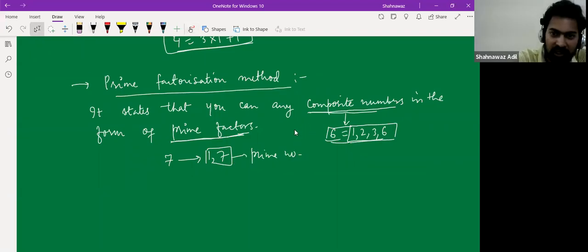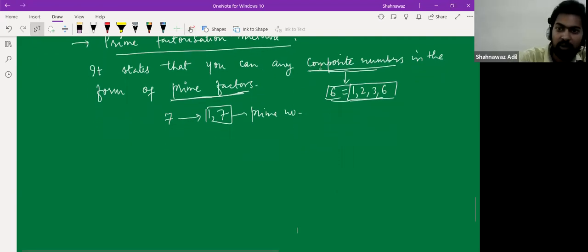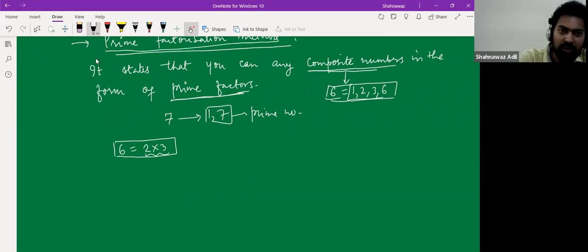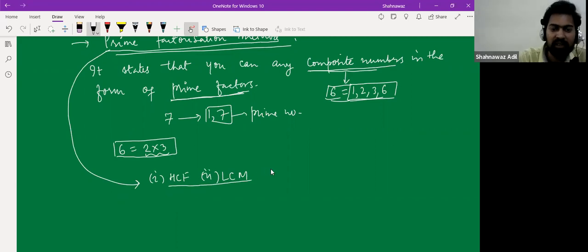So we can write any composite number in the form of prime factors. Let's say I give you an example of 6. We can write 6 as 2 into 3. So these are prime numbers, right? Yes, sir. So this is the prime factorization method. And what purpose does it serve? It is used to calculate the HCF and the LCM of multiple numbers, right?